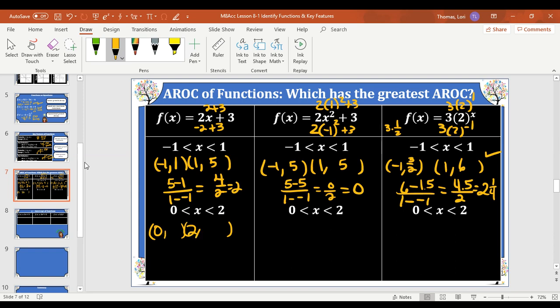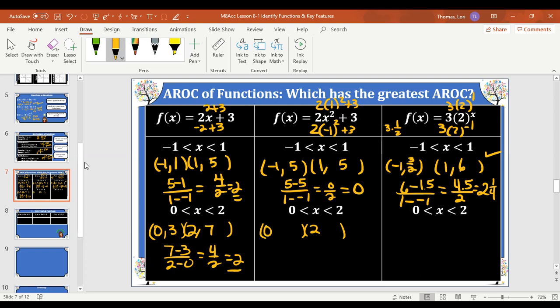So when we plug in 0 here, we're going to get 3. When we plug in 2, 2 times 2 is 4. 4 plus 3 is 7. And then we have 7 minus 3 over 2 minus 0. That gives us 4/2, which is 2. And we're always going to get 2 on this one because it's linear. And this is going to be our constant rate of change. No matter which interval we're given, it's always going to be a constant of 2.